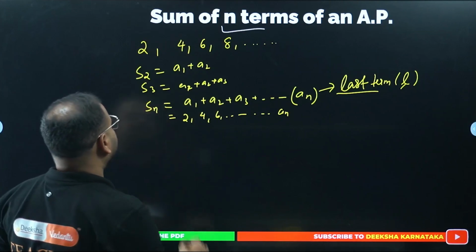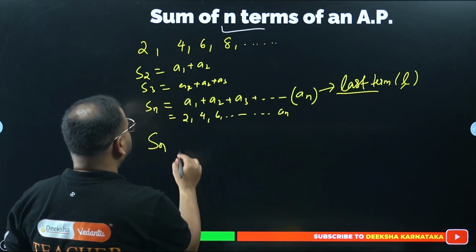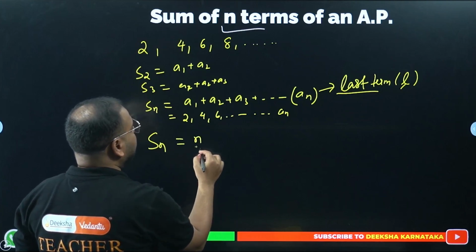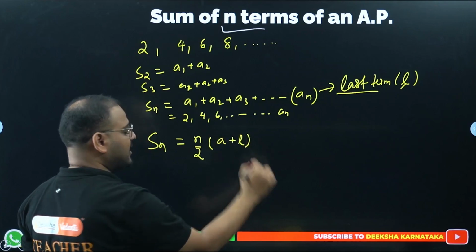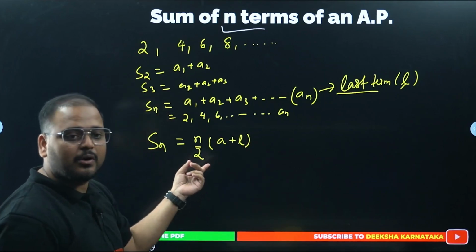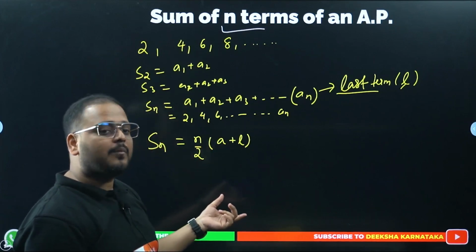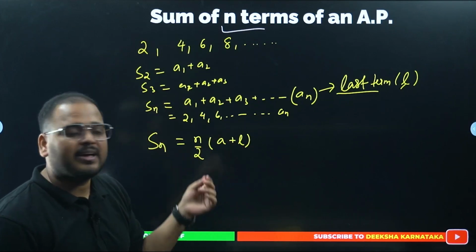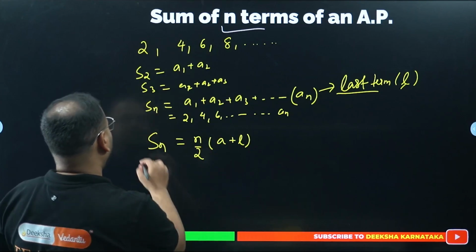So when this is given, the sum of n terms is given by n by 2 into a plus L. You know what a plus L is now? A is my first term, n is the number of terms, L is the last term. I hope this is clear.